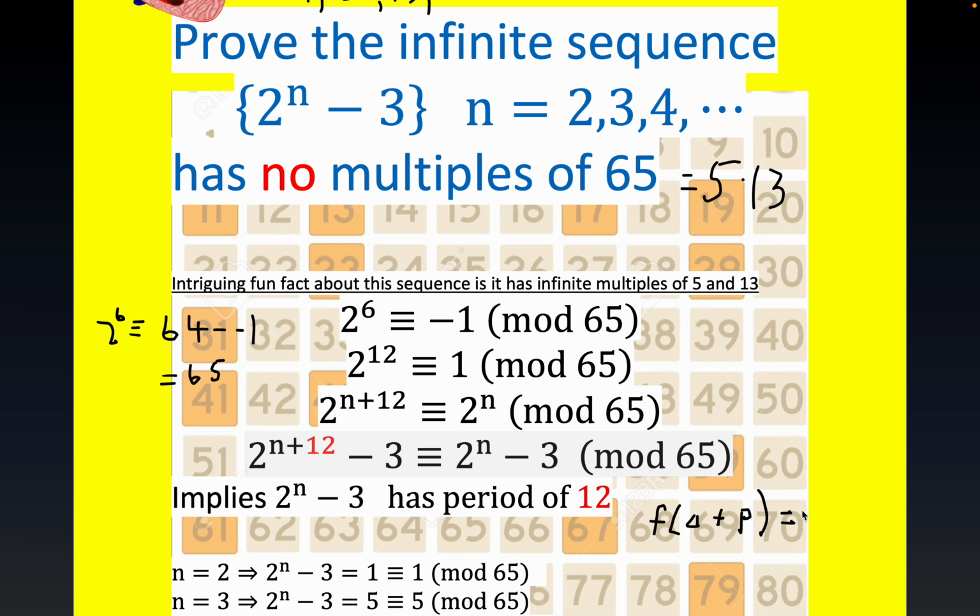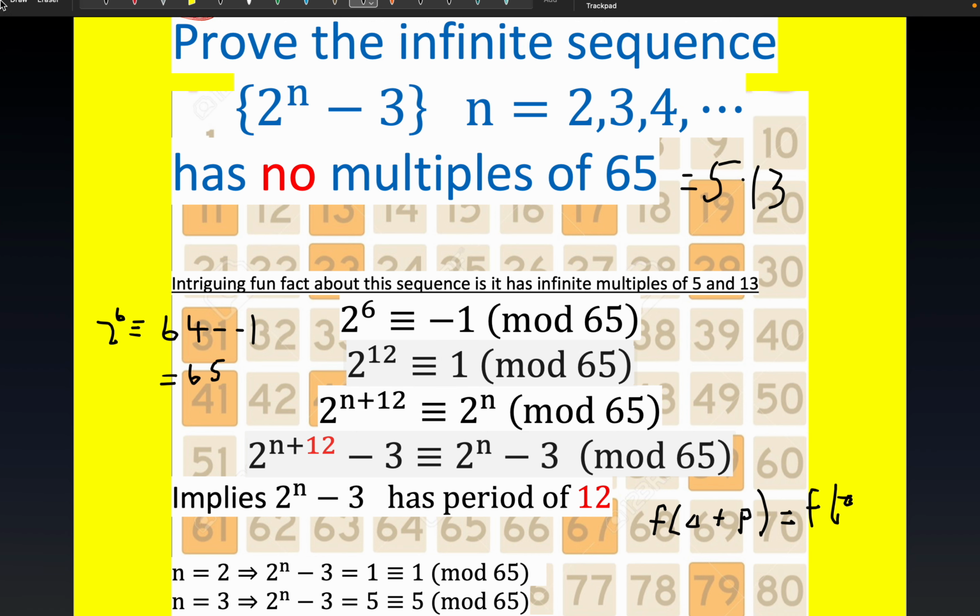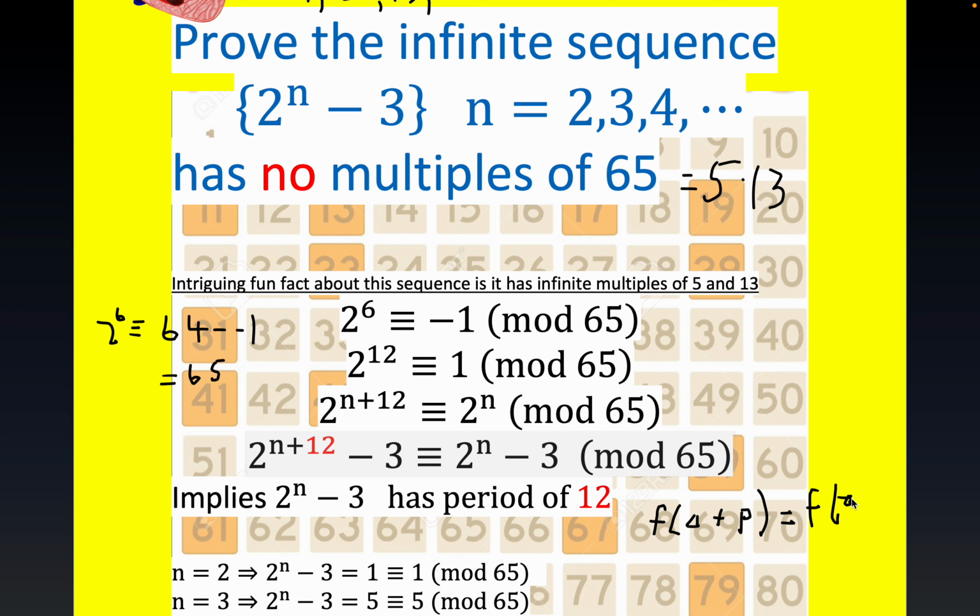So that means from a graphical point of view, it's going to look like itself an infinite number of times for a period of size p. Sorry, that's f at a. So f at a plus p is equal to f at a. That's the definition of what we mean by period or periodicity.